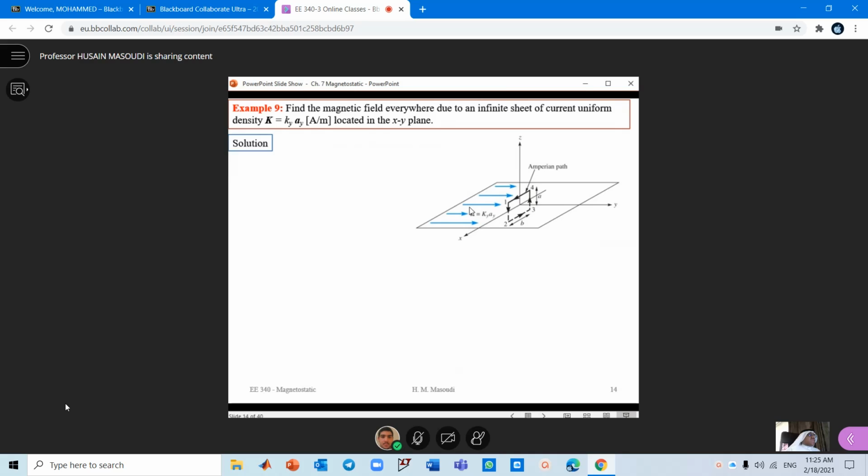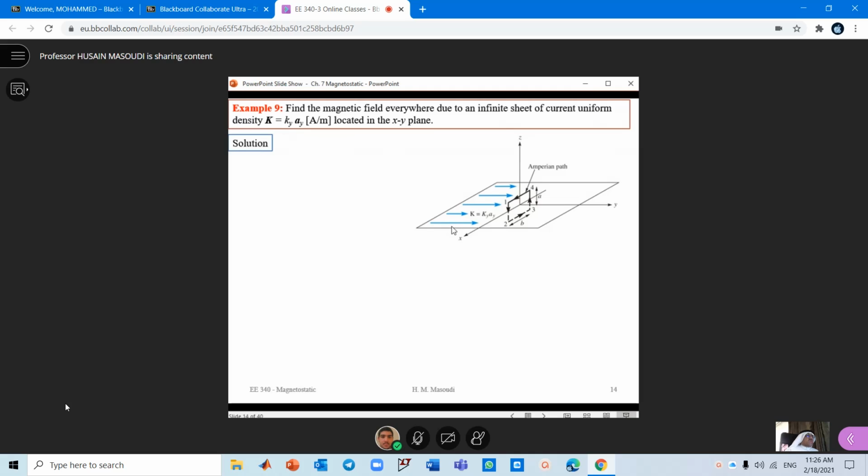What does it mean? It means if you have a sheet here, which is the XY plane in our case, imagine that we have current flowing in the surface, and we represent this as the total current per unit width. It's ampere per meter. Imagine that the whole XY plane is carrying a uniform current density along the Y direction. KY here is uniform. Let's say it's equal to 20 ampere per meter.